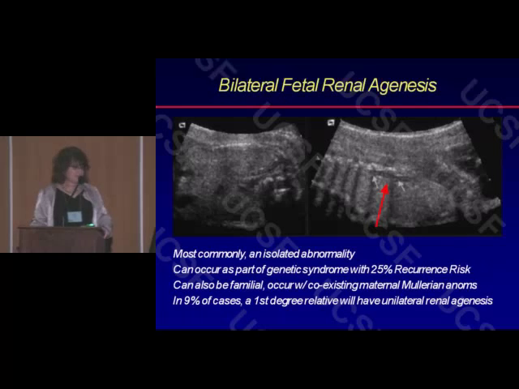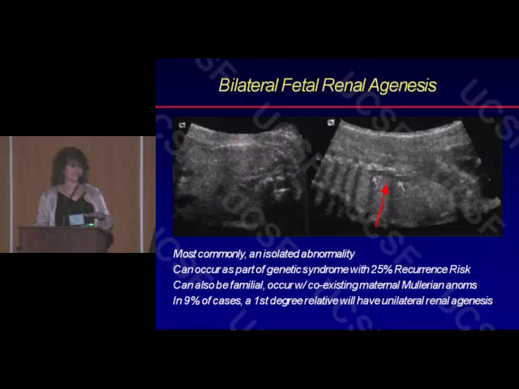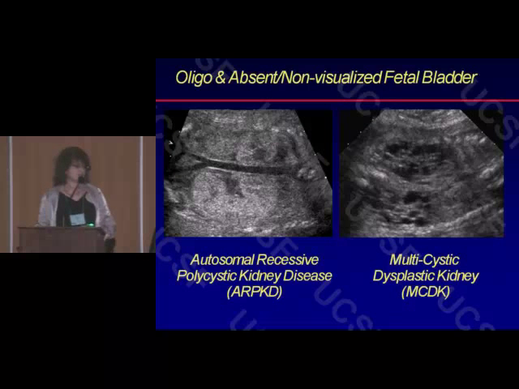And it can also be familial, and I'll tell you that in 9% of cases, a first-degree relative has unilateral renal agenesis, and it has happened that we've diagnosed bilateral renal agenesis in a fetus, prompting us to look at relatives, including the mom, and finding that she is missing a kidney, and that was never before known. So it's worth additional workup for purposes of counseling risk for future pregnancies.